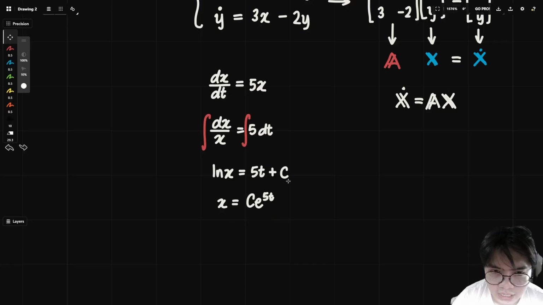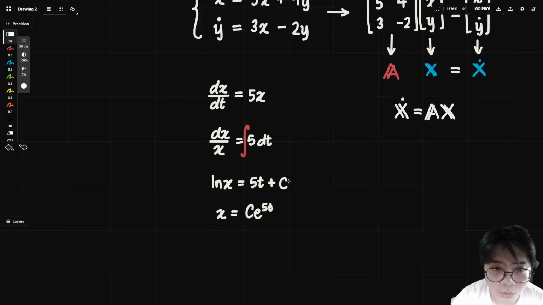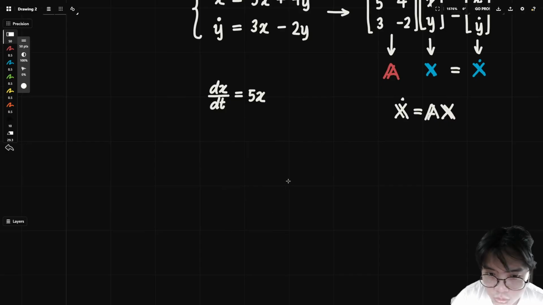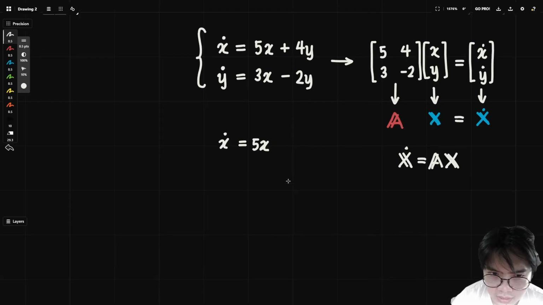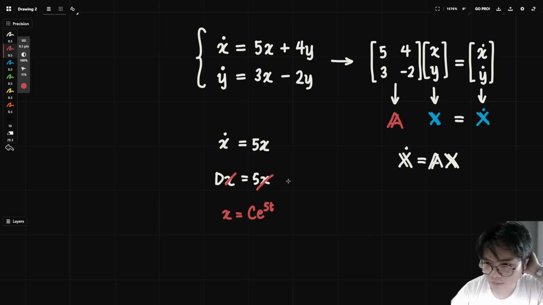As you can see here, you can use variable separable, or what you can do is use the differential operator. In this case, this is just this. And now what you can do is that if you use the differential operator, you get Dx is equal to 5x. Now you can throw away the x. You will see D equals 5. And you will see the same thing. Alam ko na yung sagot ko for x. x is just Ce raised to 5t. Kasi your D is equal to 5.